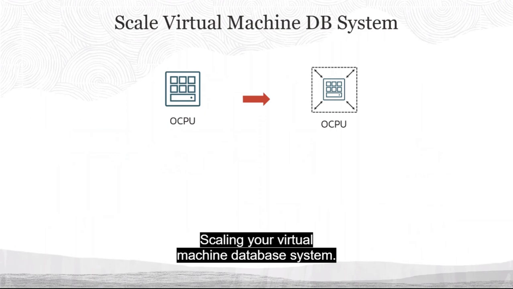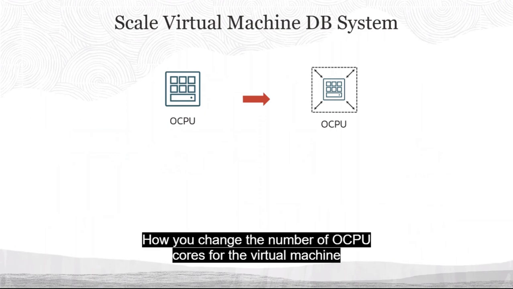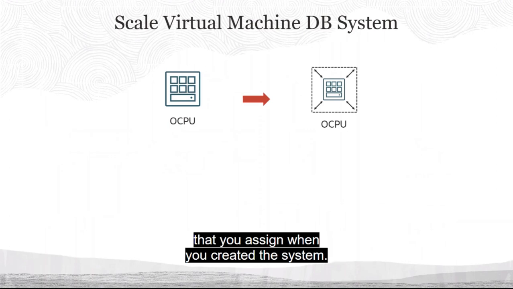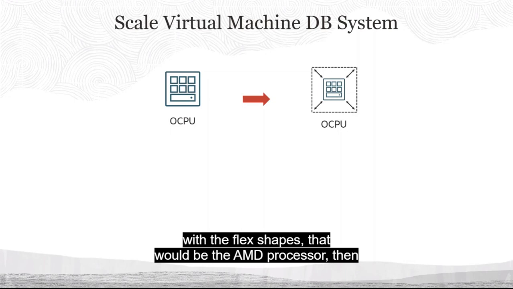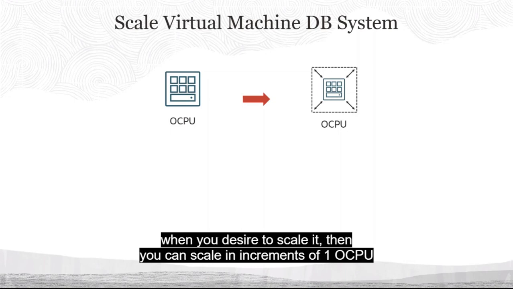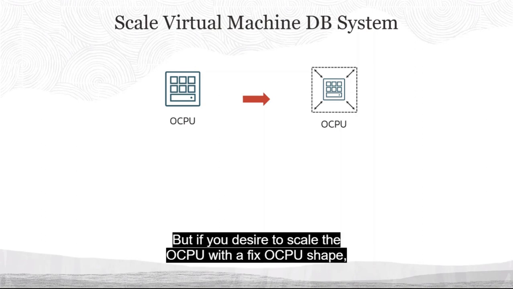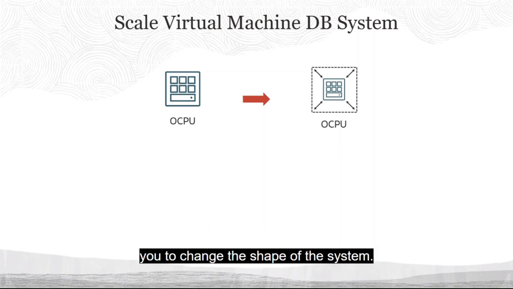Scaling your virtual machine database system. How you change the number of CPU cores for the virtual machine in your database system is very dependent on the type of cores that you assigned when you created the system. For example, if you launch your database system with the flex shapes, that would be the AMD processor, then when you desire to scale it, you can scale in increments of 1 OCPU at a time, up to 64 OCPU. But if you desire to scale the OCPU with a fixed OCPU shape, think of the Intel, then that will require you to change the shape of the system.